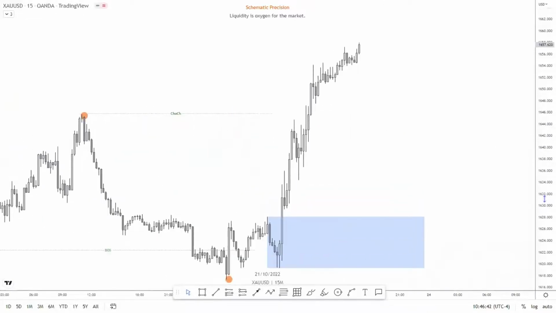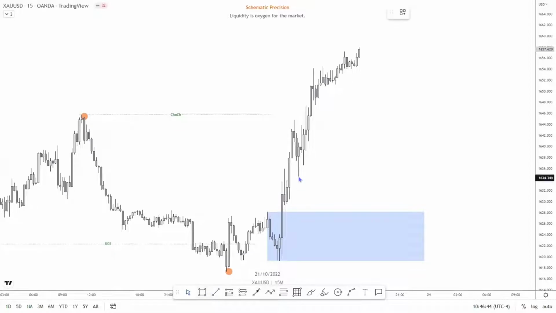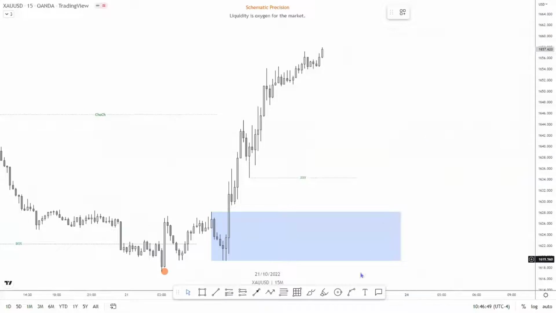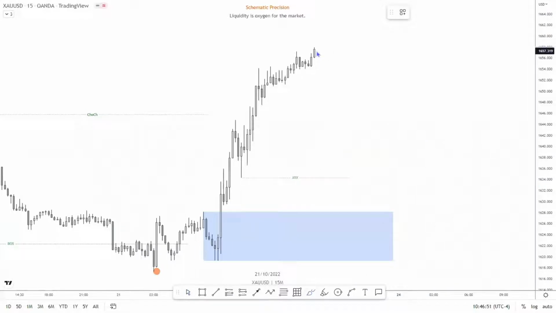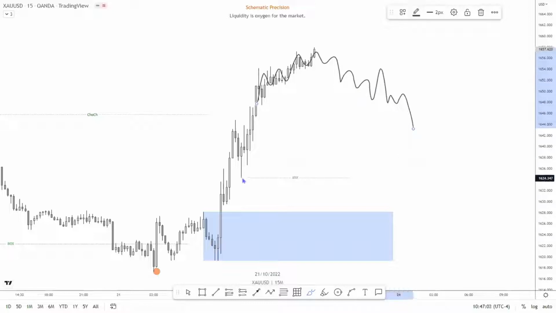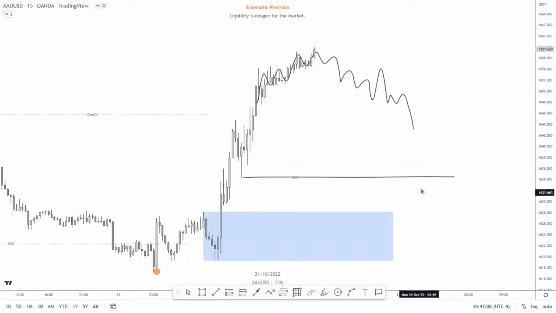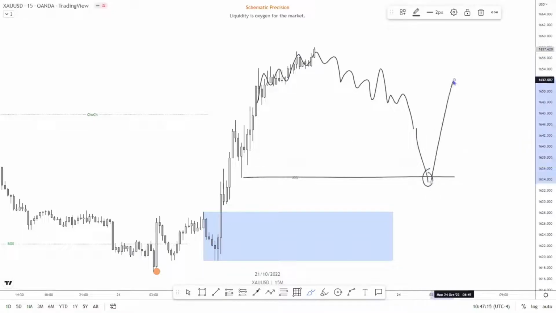So after this change in structure, what I see, as per structure, is this as my liquidity. And if price starts coming down, if we see this whole bullish structure, and if we see any bearish structure forming here, I will expect price to take out this low and then go higher. And as we are aggressively bullish, price can sweep this liquidity and go higher.